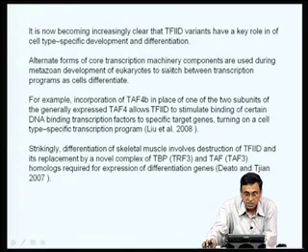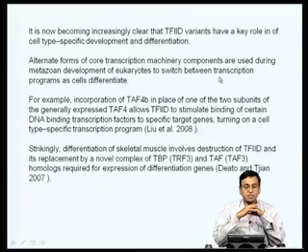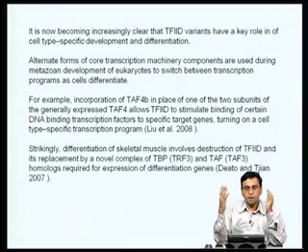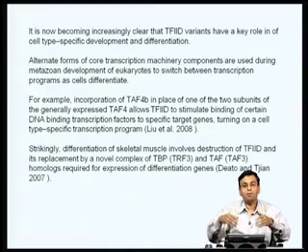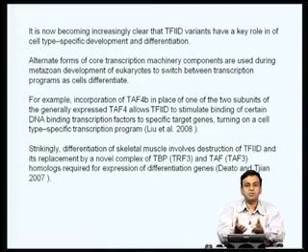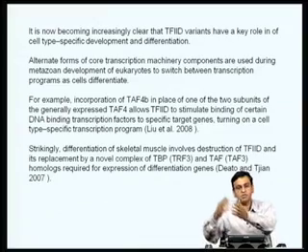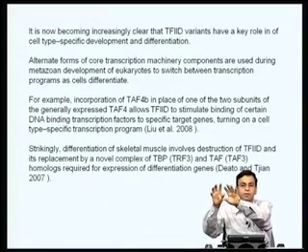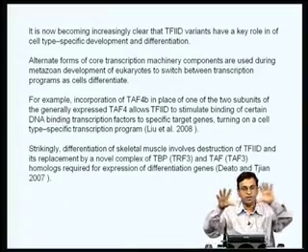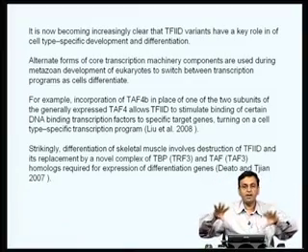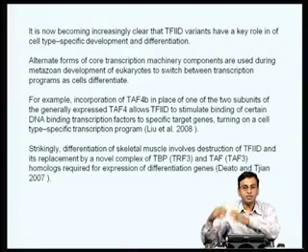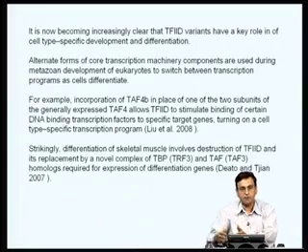Alternate forms of core transcription machinery components are used during metazoan development of eukaryotes to switch between transcription programs as cells differentiate. So you can see in the case of eukaryotes, by simply expressing different forms of general transcription factors, you can bring about differential gene regulation. By simply expressing TRF1 or TRF2 or specific forms of TAFs, certain subsets of genes can be activated or inhibited in different tissues and different cell types. So differential gene expression can be brought about by differential expression of different general transcription factors, especially TAFs and TBP variants.